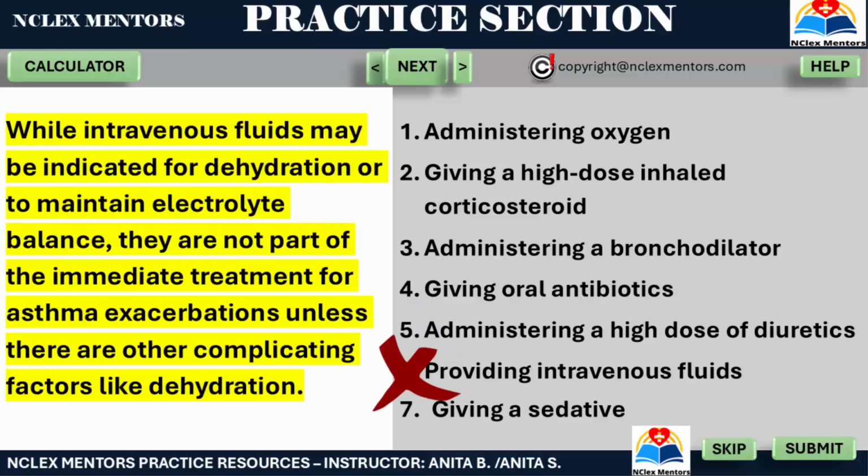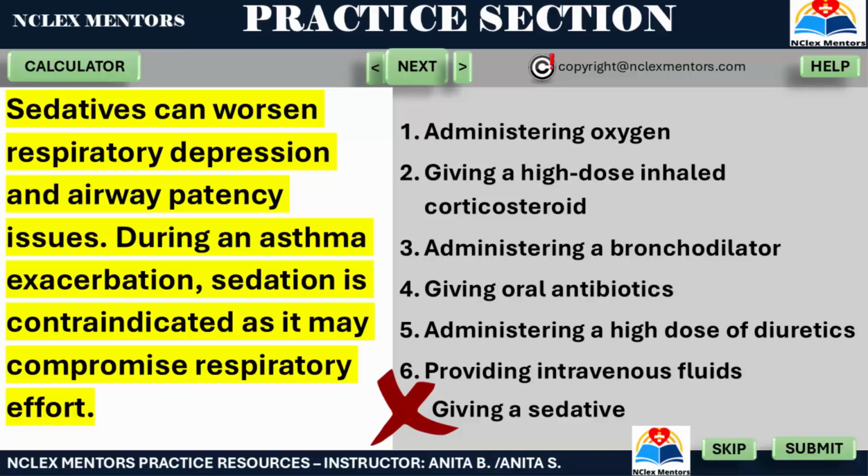Option number 6. Providing intravenous fluids is incorrect. While intravenous fluids may be indicated for dehydration or to maintain electrolyte balance, they are not part of the immediate treatment for asthma exacerbations unless there are other complicating factors like dehydration. The elimination rationale is intravenous fluids are not the first-line intervention for asthma and do not address the underlying cause of the exacerbation. Option 7, getting a sedative is incorrect.